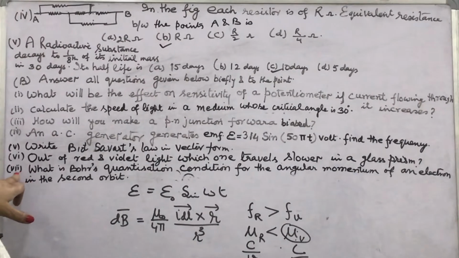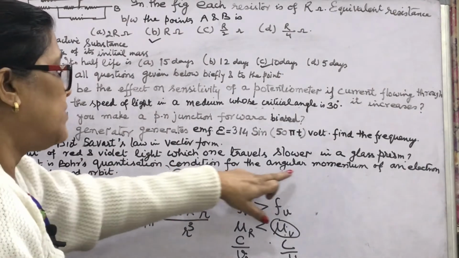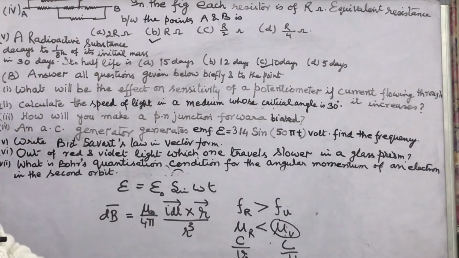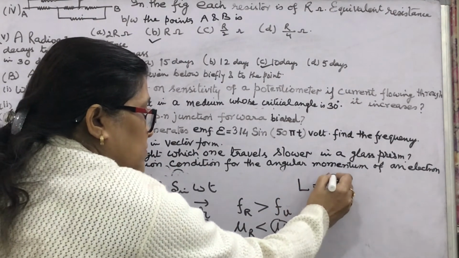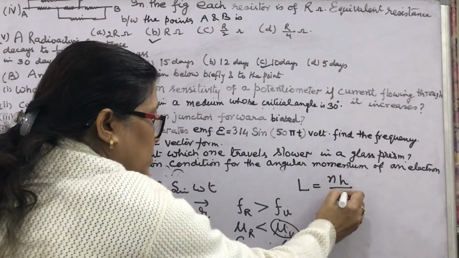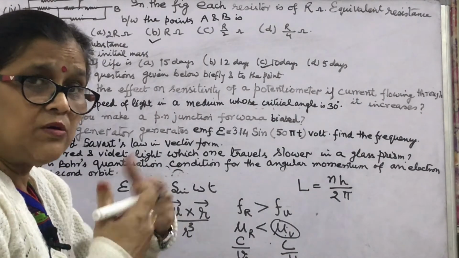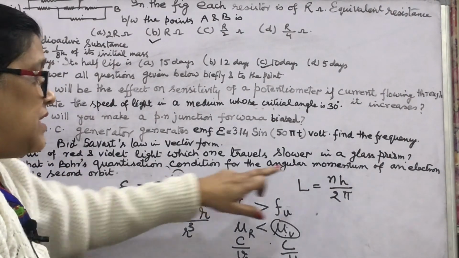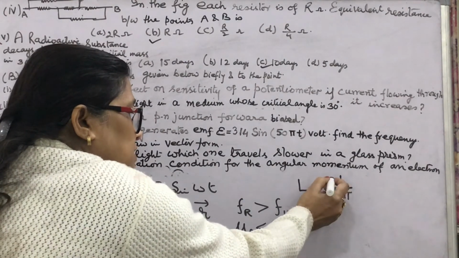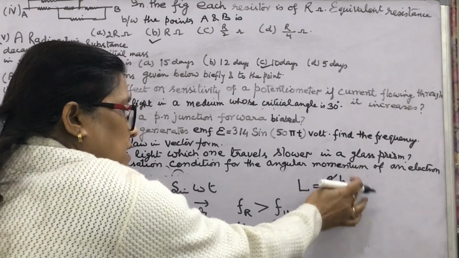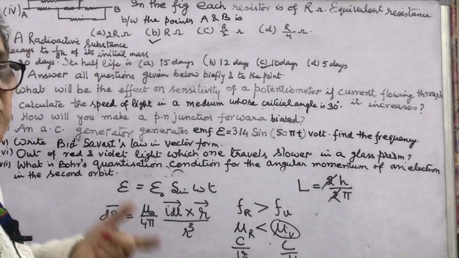Last question of section A. What is Bohr's quantization condition for the angular momentum of an electron in the second orbit? You know, Bohr's quantization condition was that angular momentum in the stable orbit is always an integral multiple of h upon 2 pi. Which orbit is given here? Second, n is an integer. So you put 2 in place of n. So this is the quantization condition. You can write directly h upon pi or 2h upon 2 pi. In this way you have to solve the question.